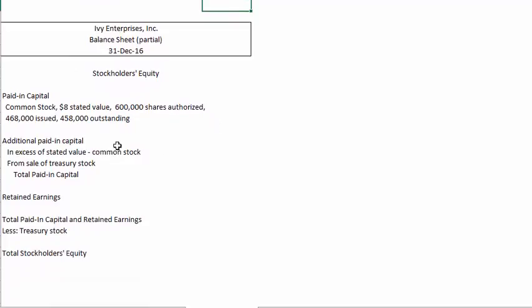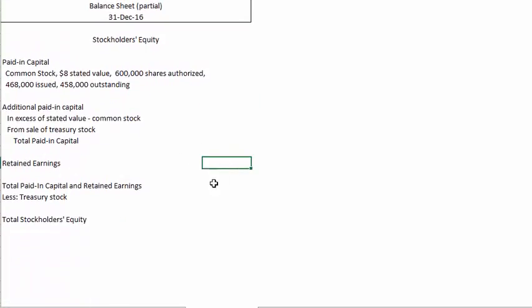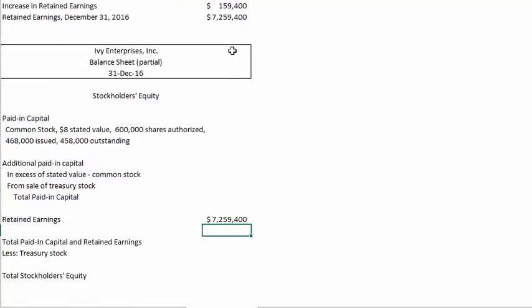And so the balance sheet I've got kind of listed here for us, again, is only a partial balance sheet. It's the stockholders' equity section of the balance sheet, and I could even take this retained earnings amount, the 7,259,400, and I know that's going to show up here. I can plug it right down there. That's the ending balance in retained earnings at the end of the year.